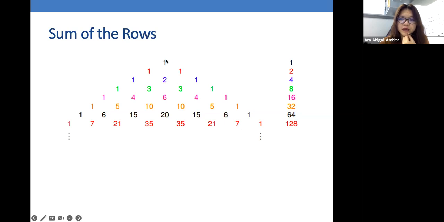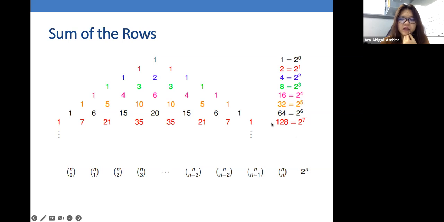So the sum of the first row is 1. The sum of this row is 2, so 1 plus 1 is 2. The sum of this third row is 1 plus 2 plus 1 equals 4, and so forth. Okay, and we see a pattern here. This 1 is equivalent to 2 raised to 0. This 2 is equal to 2 raised to 1. The 4 is equal to 2 raised to 2, and so on.